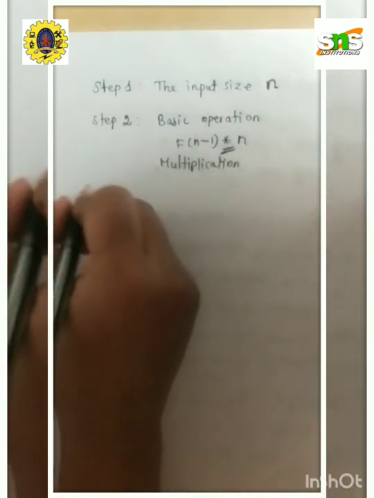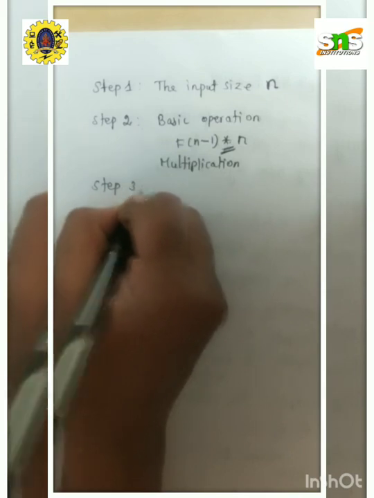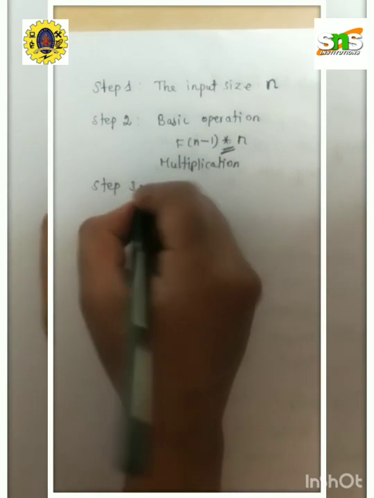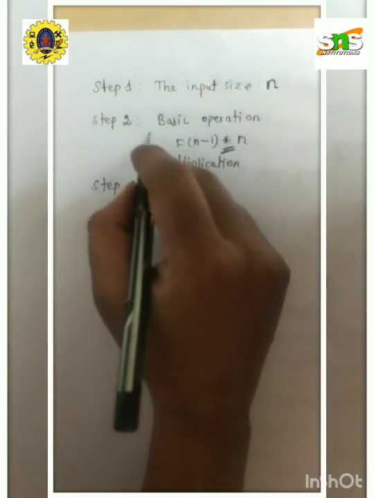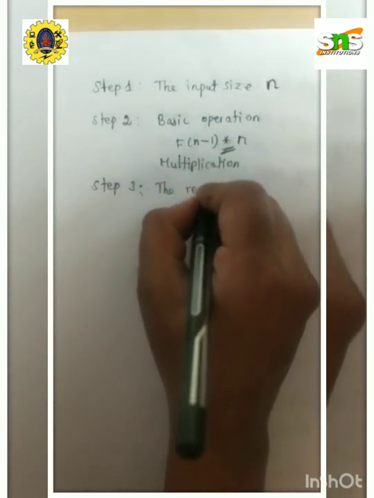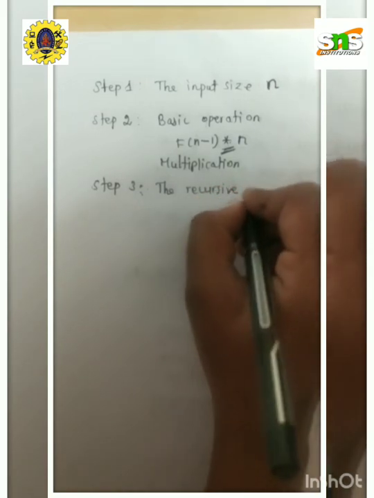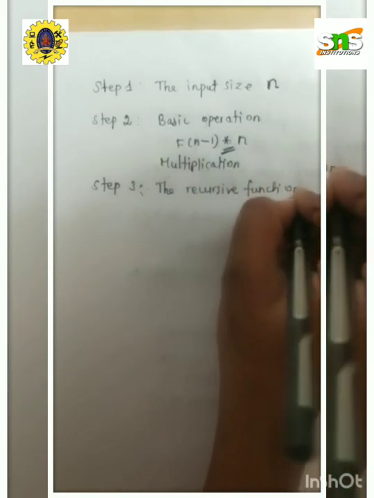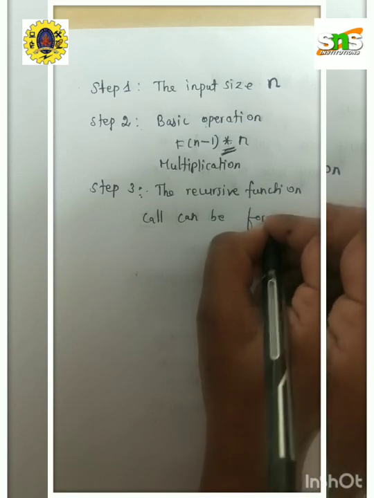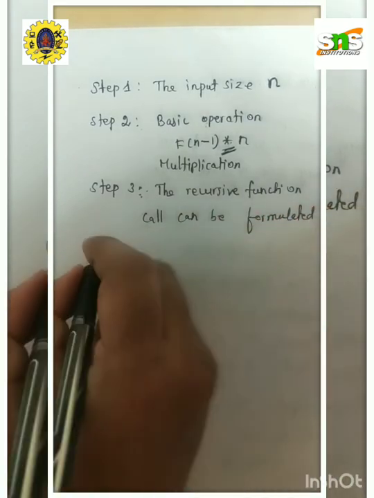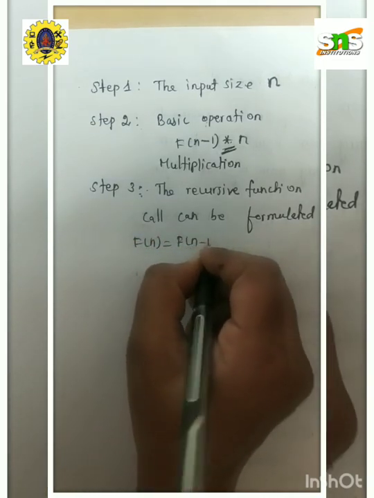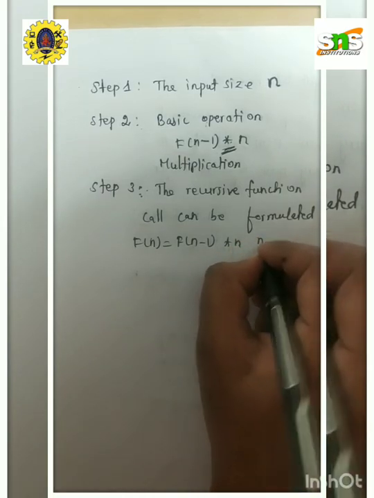Okay, basic operation is multiplication. Step 3. The recurrence function call can be formulated as: how many times the basic operation gets executed, that is the third step. Okay, so I can write this, the recursive function, because it's not an iterative one, it is a recursive function call, can be formulated f of n equal to f of n minus 1 star n for n greater than 0.